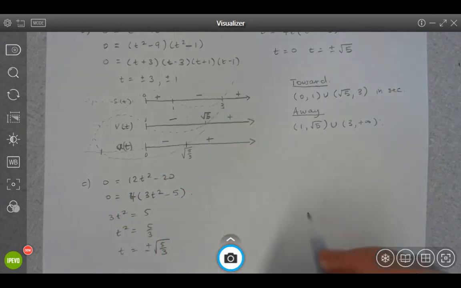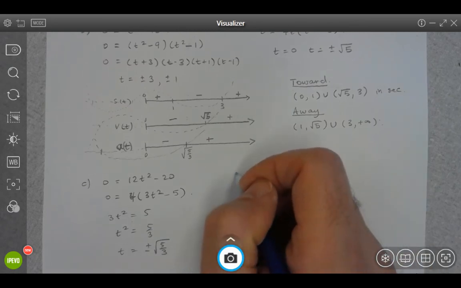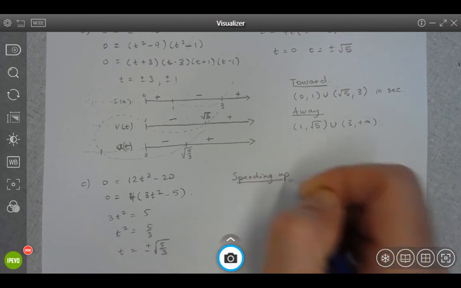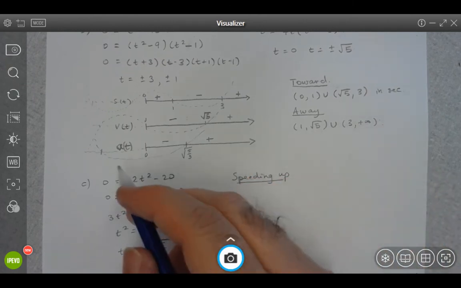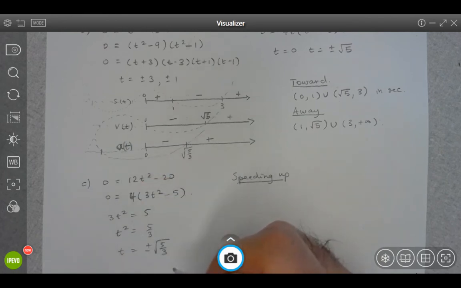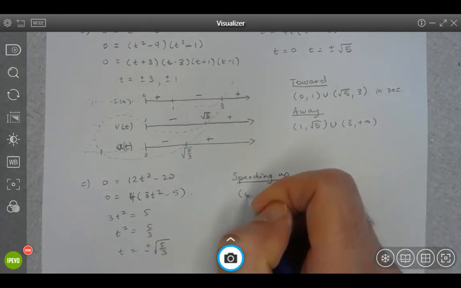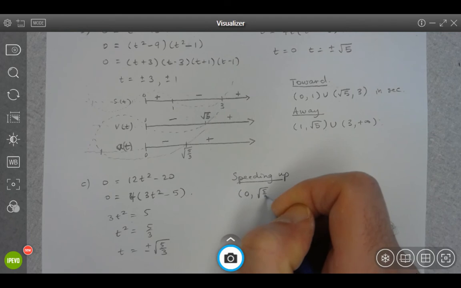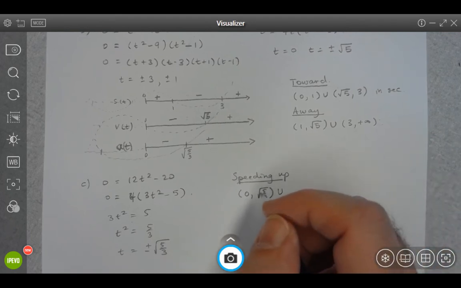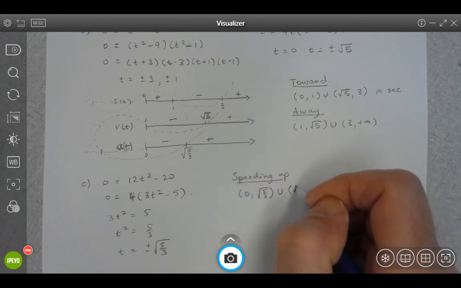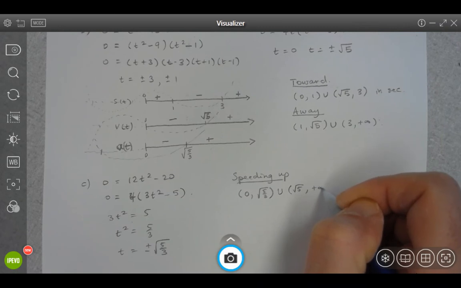Now I'm going to do the exact same thing as I did before. First I'm going to look at speeding up. This is where velocity and acceleration have the same sign. So where do they have the same sign? Well, they have the same sign in this area here where they're both negative, so between 0 and root 5 over 3. And then here they have the same sign, it looks like after root 5, so root 5 to positive infinity.